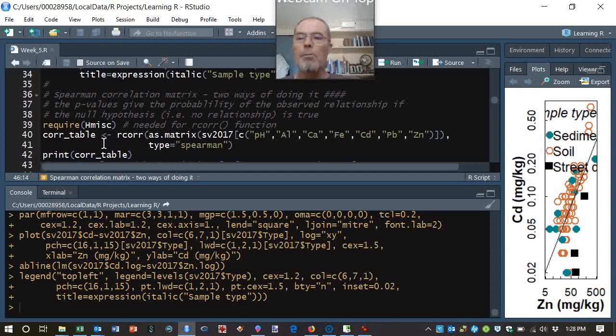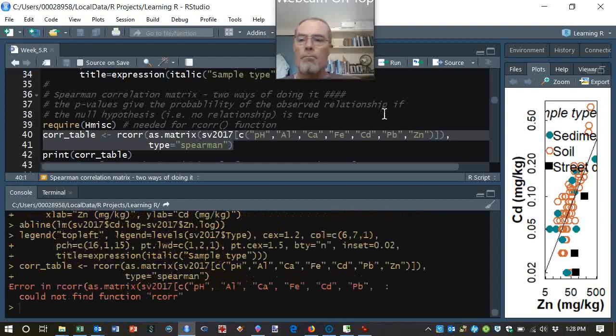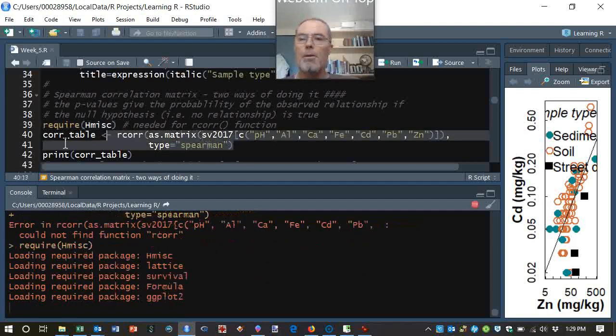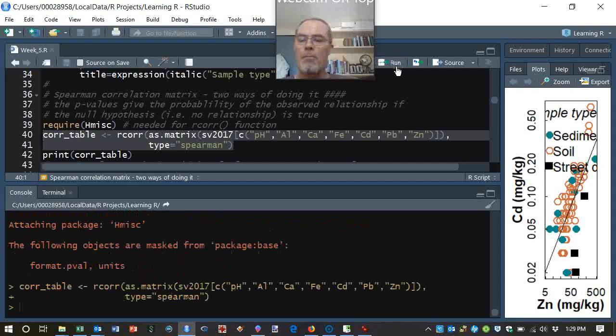So what we're doing here is we're creating an object called corTable, and we're putting into that the results of the rcorr function. That is, this corTable will contain our matrix of correlation coefficients. So let's do that. We run that function. Okay, what did I do there? I forgot to load the package. So let's try that again.